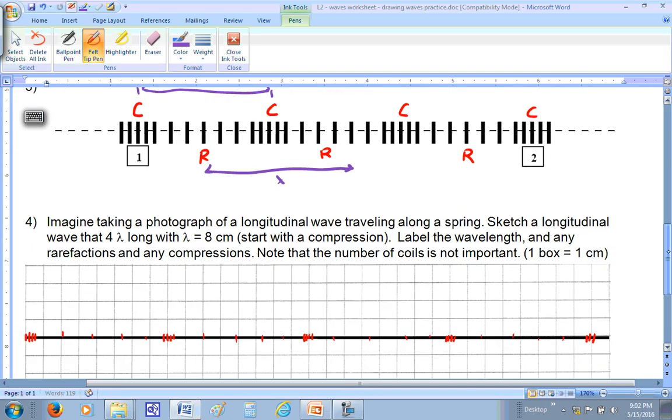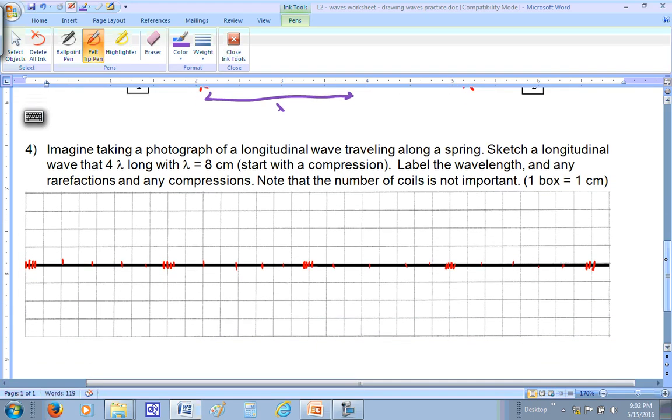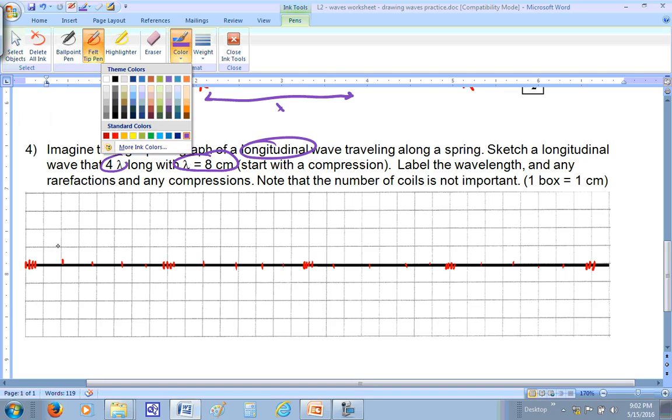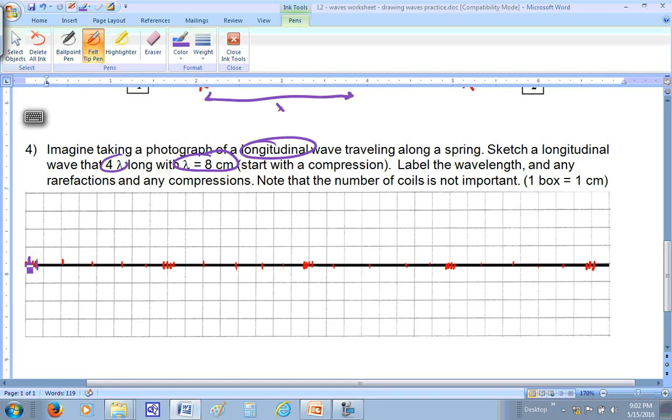Let's look at an example here of drawing a longitudinal wave. So in this case, we're going to be drawing a wave that's longitudinal with a wavelength of 8 centimeters, or 8 boxes in this case. And we're going to draw 4 of these vibrations. So what I've already done is I've already put in some of the compressions. You can see here the compression. I started with the compression here.